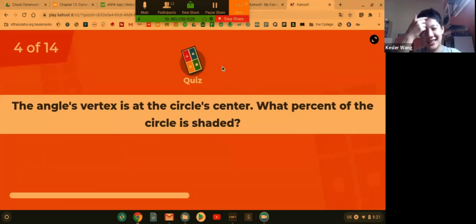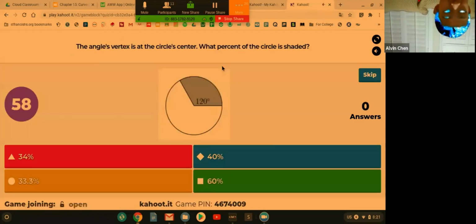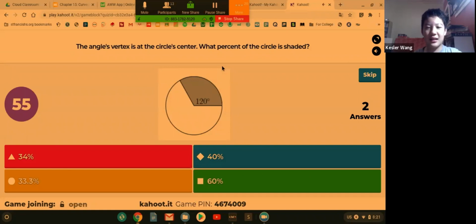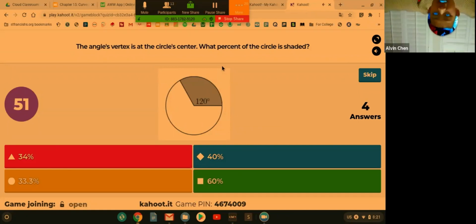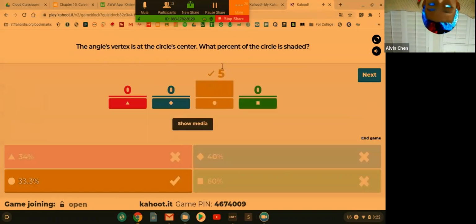You know that we still have 10 questions left. If the angle vertex is at the circle center, what percent of the circle is shaded? I'm gonna sue because the correct answer isn't here.